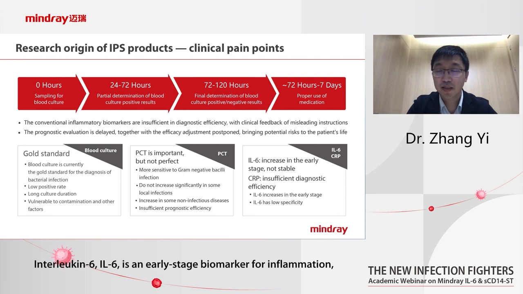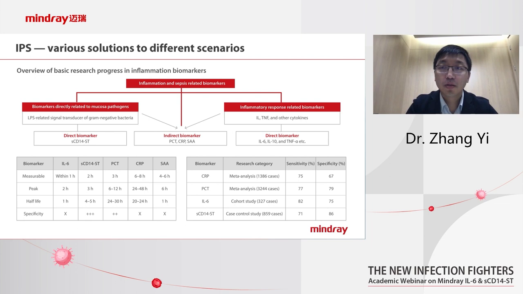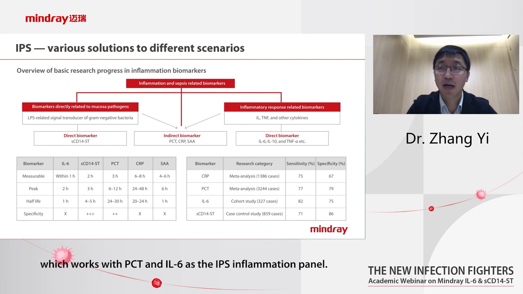Interleukin-6, IL-6, is an early-stage biomarker for inflammation. It is very sensitive, but the disease specificity of IL-6 needs to be improved. To address the rising burden of inflammation in hospitals and fulfill the needs in different scenarios, Mindray has developed the sCD14-ST assay, which works with PCT and IL-6 as the IPS inflammation panel.